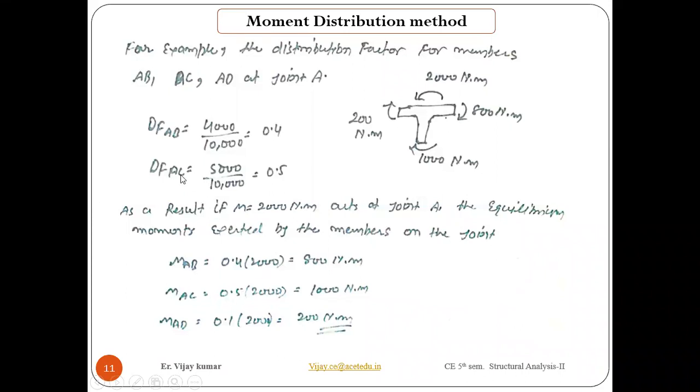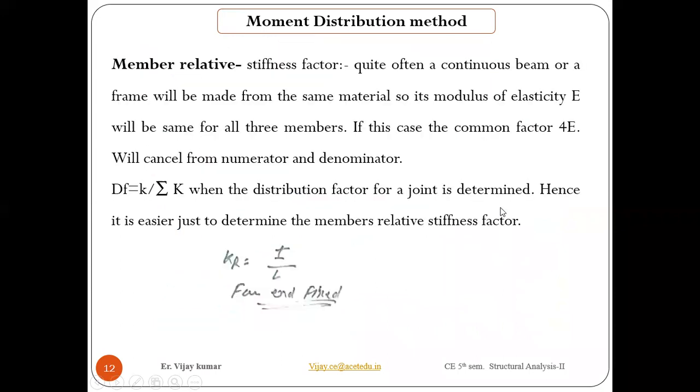So how much will MAB carry? 0.4 times the total of 2000 is 800 Newton meter. So this member is going to carry 800 Newton meter. And for AC, 0.5 into 2000 is 1000, and AD is going to carry 200. So the 2000 was in this direction and all the others are in the opposite direction. The summation of moments about point A is equal to 0. That's how you can do it.